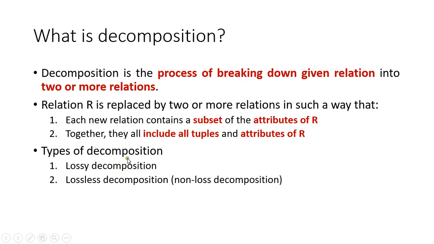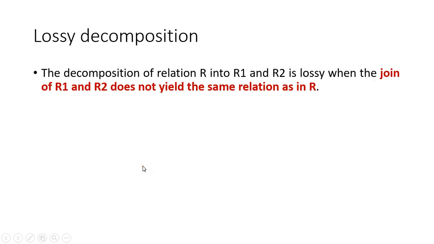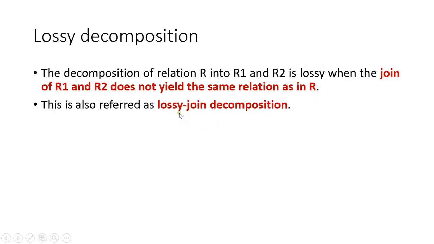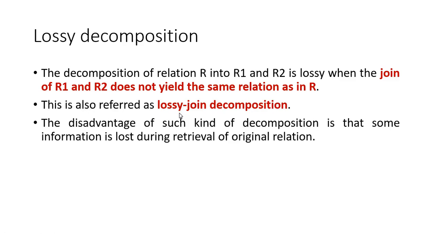Let's start with the first, lossy decomposition. The decomposition of relation R into R1 and R2 is lossy when the join of R1 and R2 does not yield the same relation as R. We'll see an example of this in the next slide. But as per the definition, if we split the table and try to rejoin all the split tables, the result should be the same. This is also referred to as lossy join decomposition.